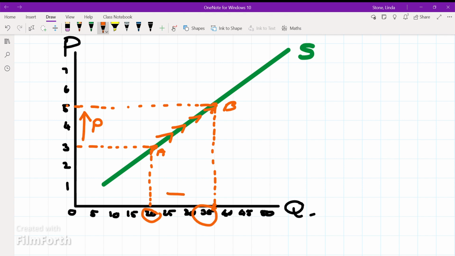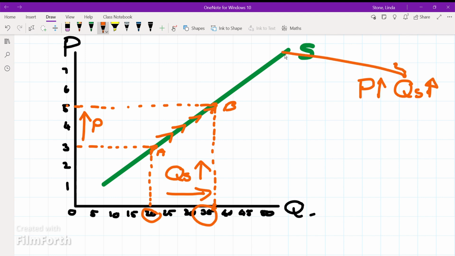So my quantity supplied also increases. Therefore, when the price of a product increases, then the quantity supplied will also increase. We call this a positive relationship.